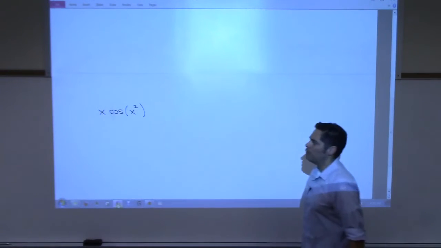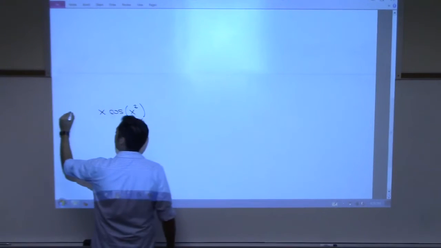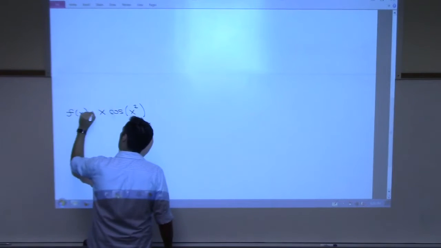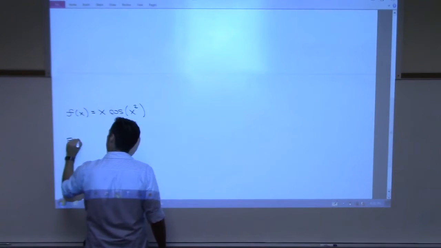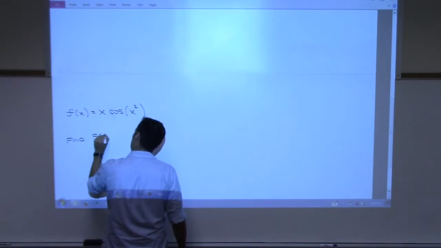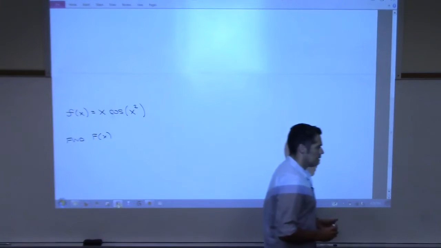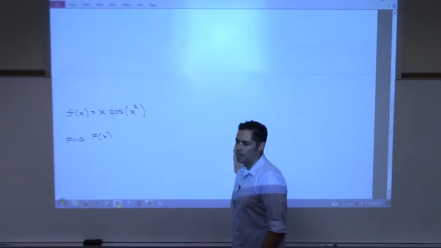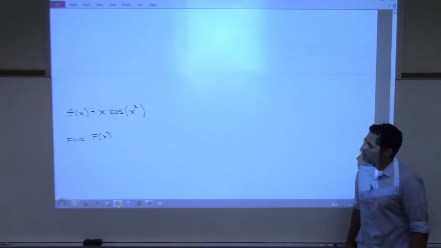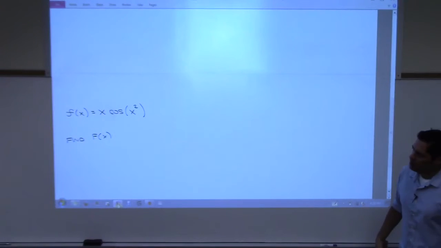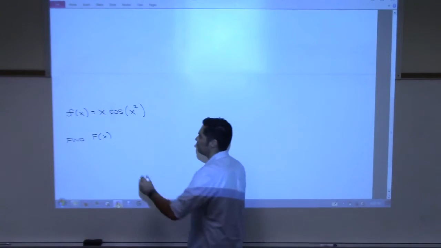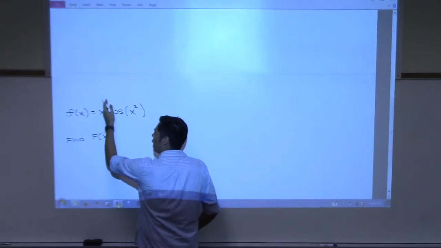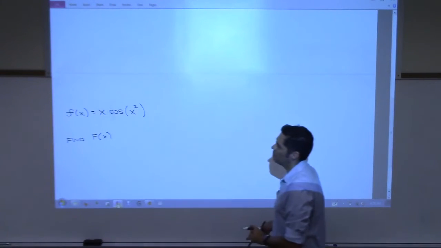What's the antiderivative of this? So I'll call this little f of x. Find capital F of x. Can you do it with anything we've talked about? I know some of you can do this because you've seen this before, but can we do this with anything we've talked about? You cannot. You have a product here, right? And so you cannot do them separately, right?